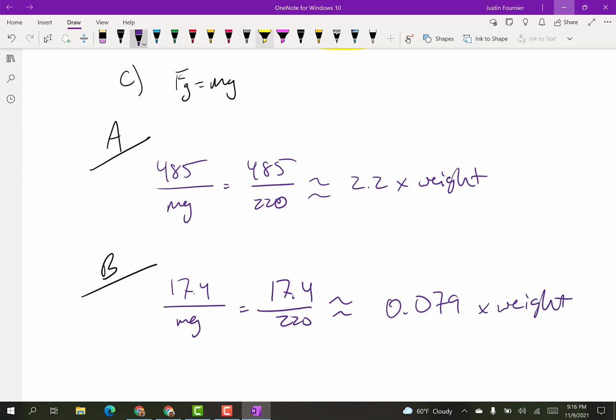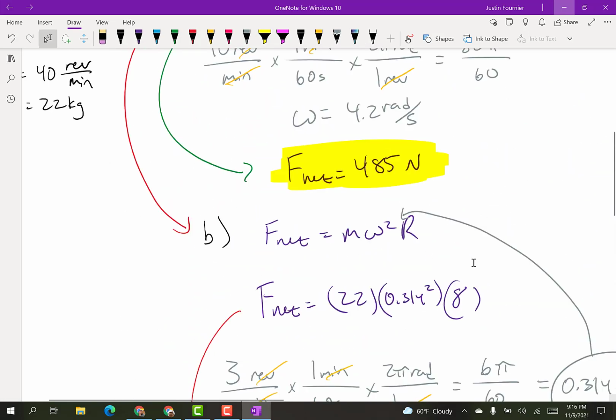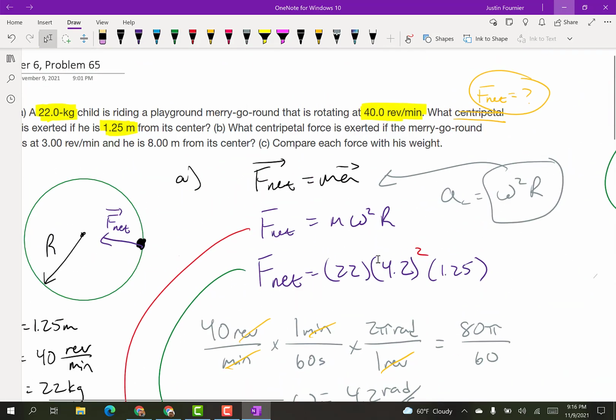Getting that ratio gives you an idea of how big that force is. But people who did it qualitatively too, that's fine, because it didn't ask you for anything in particular. All right, so I hope I made that correction clearly and hope that helped.